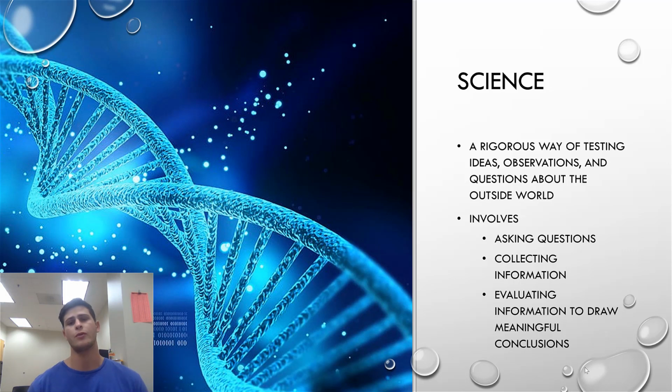So science is a rigorous way of testing ideas, observations, and questions about the outside world. So it involves making observations and asking questions. It involves collecting information as well as evaluating information to draw meaningful conclusions. And science is basically curiosity in a nutshell. It involves different people or scientists looking at something and becoming curious as to what its origin is. So we ask questions about the outside world, and essentially we derive ways to answer those questions, and that's going to be through the scientific method.